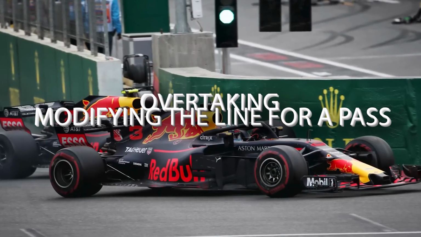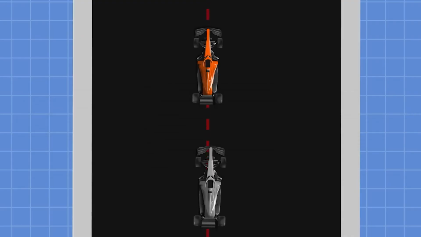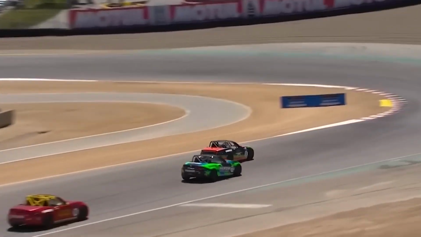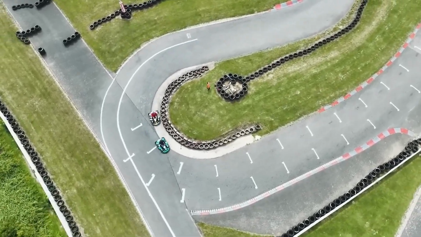2. Overtaking, modifying the line for a pass. Overtaking is a critical aspect of racing, and it often requires deviating from the optimal racing line. When attempting to pass, drivers might take the inside line. This shorter path can provide an advantage, especially in braking zones, but it may compromise exit speed.